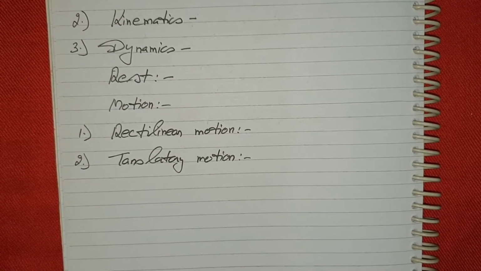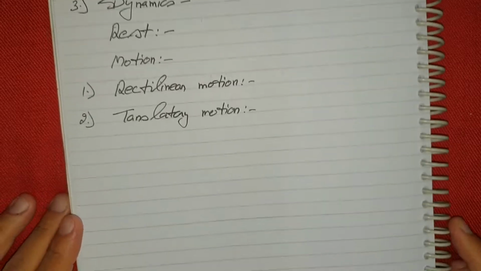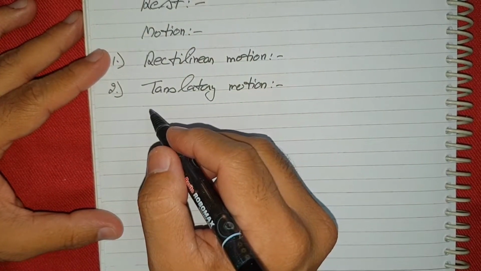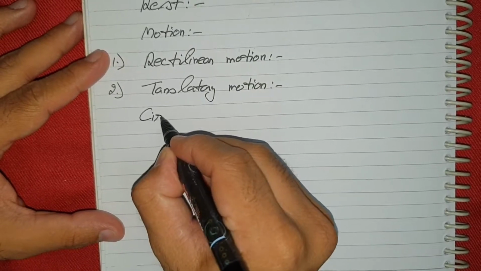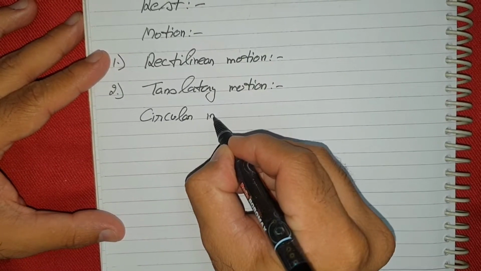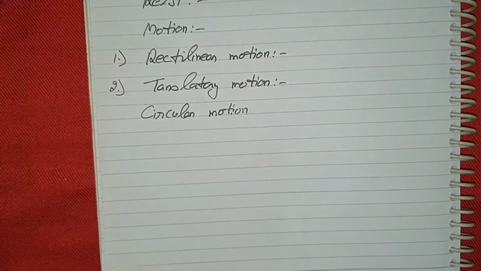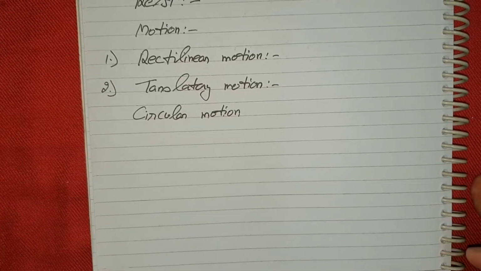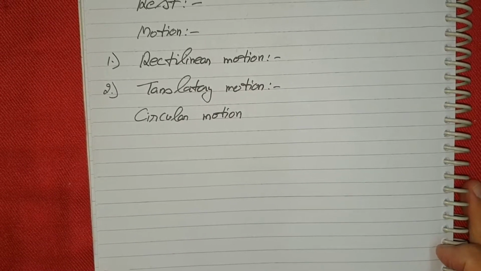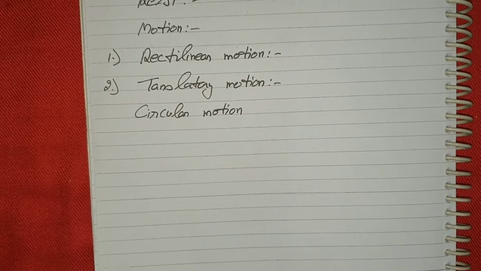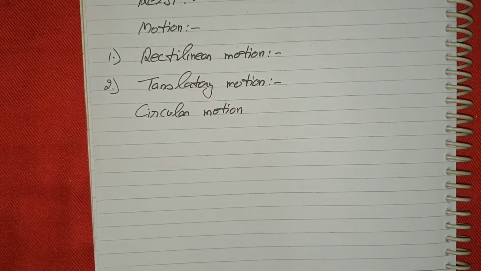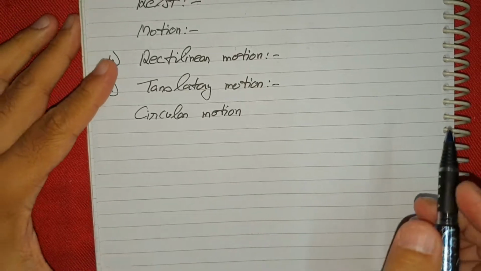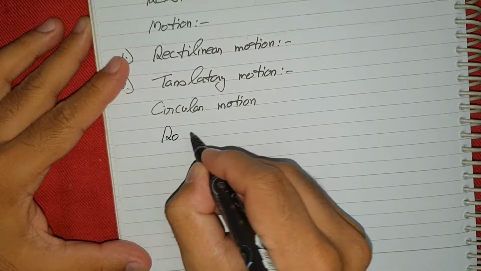So now we have circular or rotatory motion. First is circular motion. Circular motion is that motion in which we are considering a point mass or a particle. So, circular motion is that motion in which a particle or a point mass body is moving on a circle. That is circular motion.